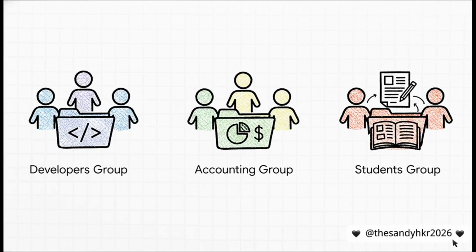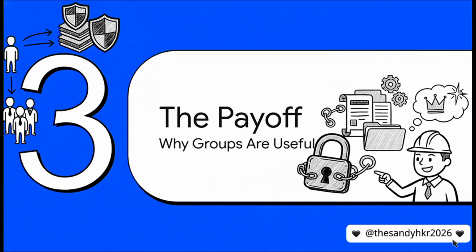And the cool part is you can make these groups for whatever you need. You could have a developers group that gets access to all the project code, or an accounting group for the finance spreadsheets. Maybe a students group for a class project, or a marketing group for brand assets. You get to define the departments that your company needs. So, what's the big payoff here? Why is this such a big deal? Well, let me tell you. If you're managing a system, groups are about to become your absolute best friend.